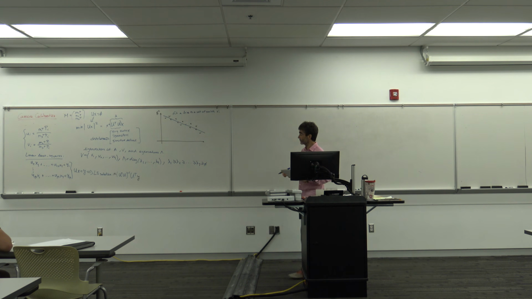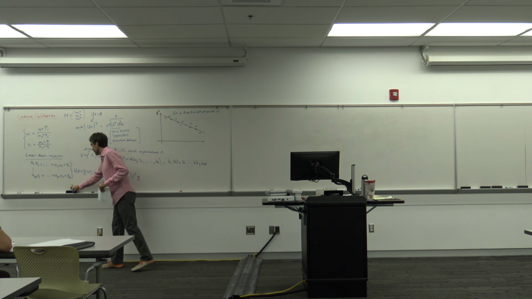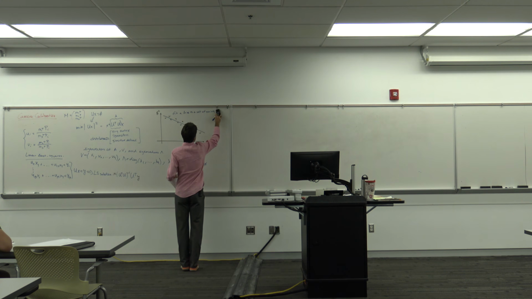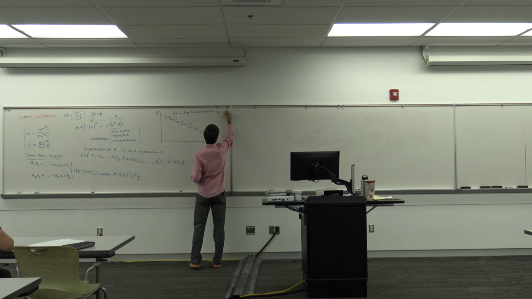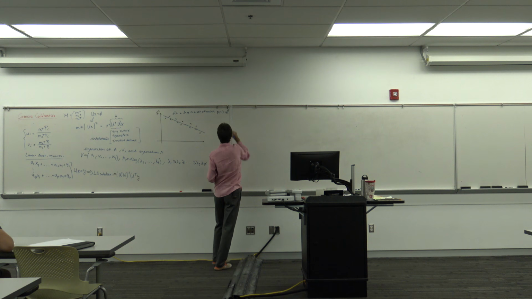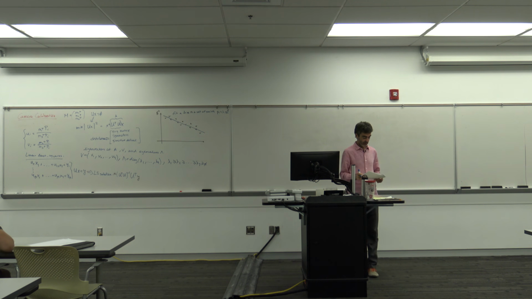Actually, let me call them pi instead. Pi, and since I'm in 2D, this is xi, yi. That's what I'm going to do. Okay? Now, how am I going to do that?